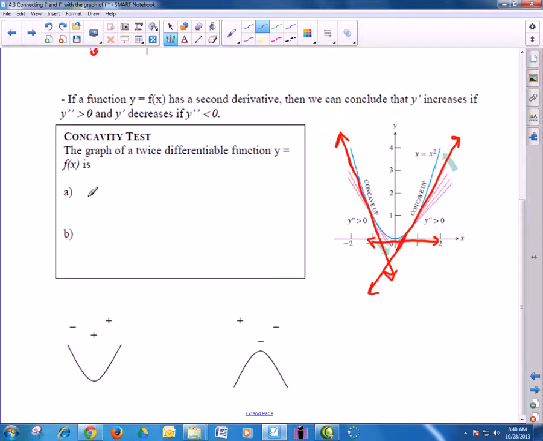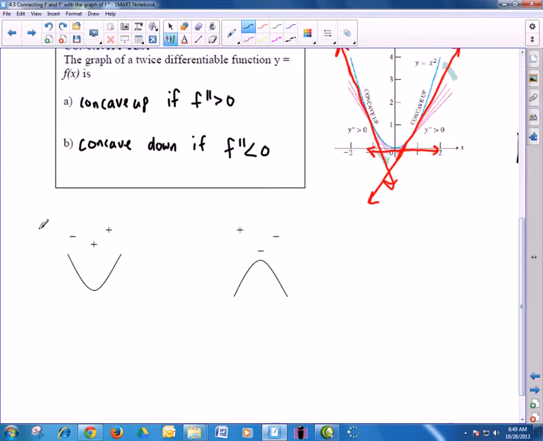Now, the graph of a twice differentiable function is going to be concave up if we look at this in terms of your second derivative, if your second derivative is greater than 0, and concave down if your second derivative is negative, or less than 0. So let's take a look at this little graph here.